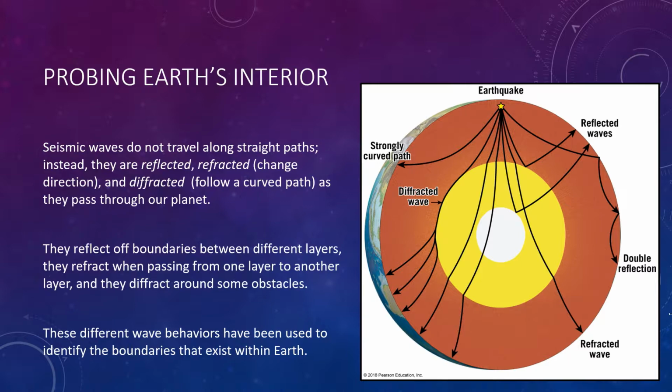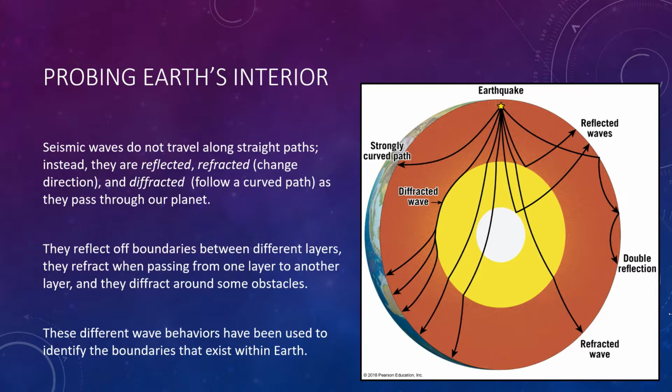Despite many recent advances, using the waves recorded on seismograms to visualize Earth's interior structure remains challenging. Seismic waves do not travel along straight paths. Instead, they are reflected, refracted, which means to change direction, and diffracted, which means to follow a curved path, as they pass through our planet. They reflect off boundaries between different layers, refract when passing from one layer to another, and diffract around some obstacles that they encounter. These different wave behaviors have been used to identify the boundaries that exist within the Earth.